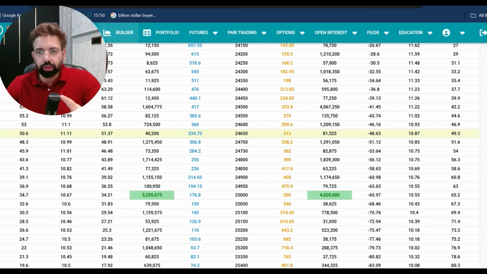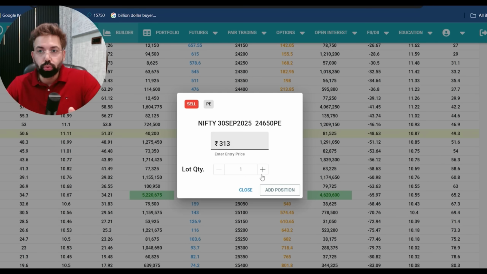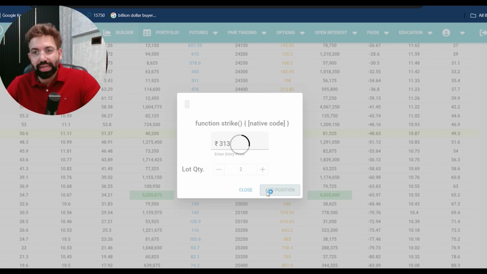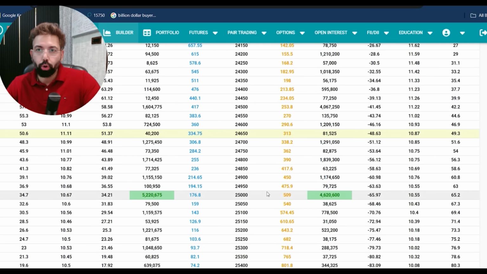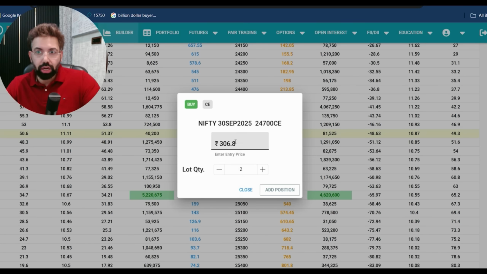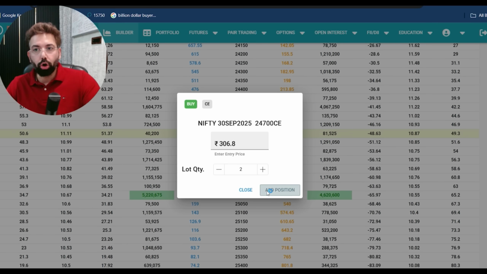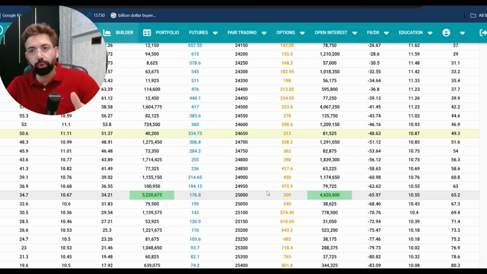So first things first, we will sell the put which is trading around at the money, and we have to sell 2 lots of it, right? So we select 2 lots and we sell it. We are selling the at the money put. I hope it's clear. After that, what do we do? We jump to the next strike, which happens to be 24,700 in this situation. And in this simulation, we can buy 2 calls, right? So we shorted 2 puts and then we are buying 2 calls, which is 1 strike up.